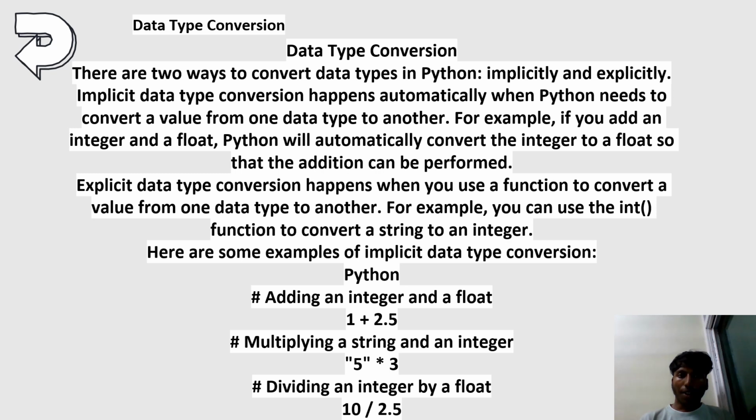Data type conversion. There are two ways to convert types in Python: implicit and explicit. Implicit data type conversion happens automatically when Python needs to convert a value from one type to another. For example, if you add an integer to a float, Python automatically converts the integer to a float. Explicit data type conversion happens when you use a function to convert a value from one type to another. For example, you can use the int function to convert a string to an int. Some examples of implicit conversions: adding an integer to a float, multiplying a string by an integer, and dividing an integer by a float.